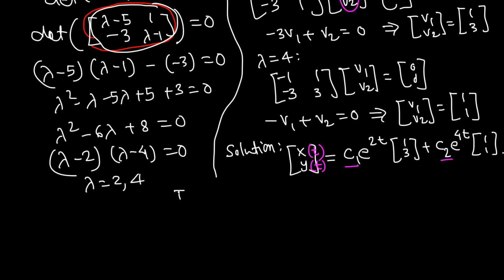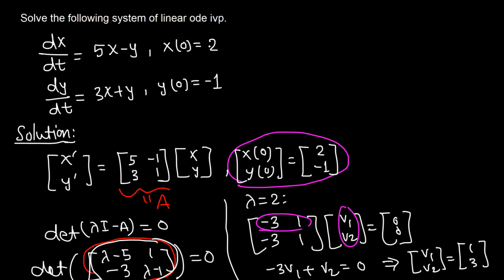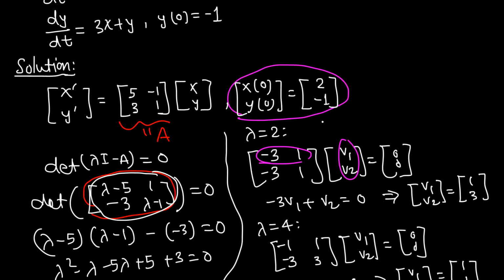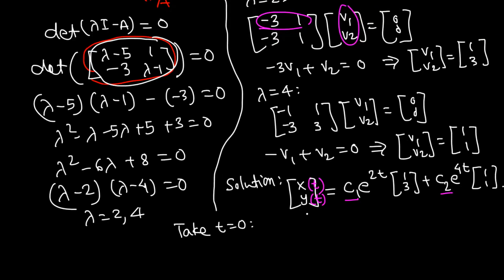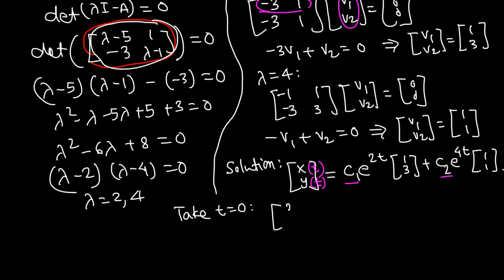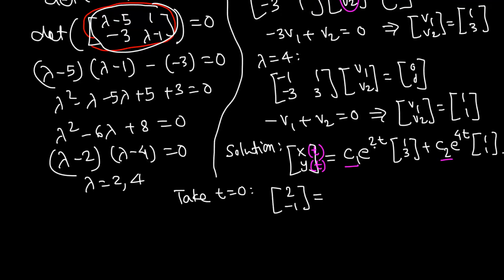Take t equals 0. So on the left, x at 0, y at 0, and x at 0 is 2, y at 0 is negative 1. So (2, negative 1) equals, taking t equals 0, which means e raised to 0 is 1. So this is c1 (1, 3) plus c2, e raised to 0 is 1, times (1, 1).